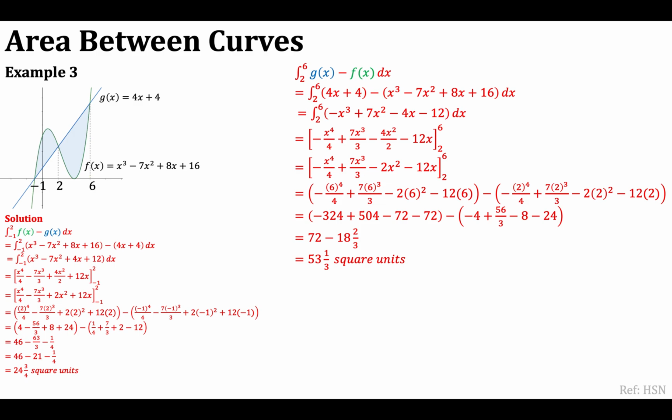Now I'm still not finished folks, because I've just found the two separate areas. I need to find the total shaded area. So the total area is 24 3/4 square units plus 53 and 1/3 square units. And altogether that gives me 78 and 1/12 square units.